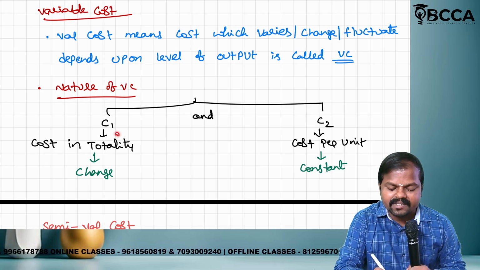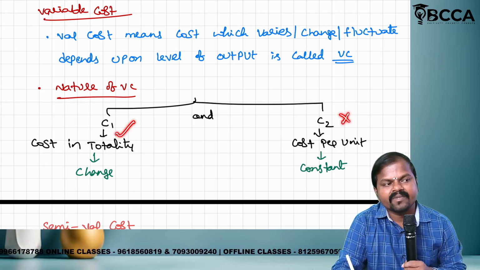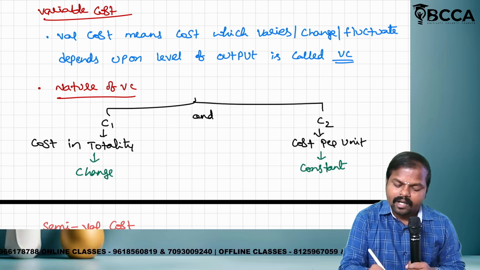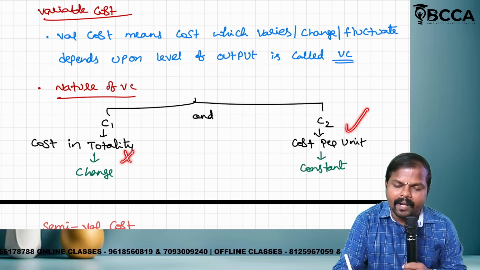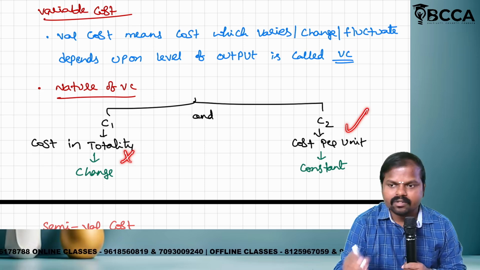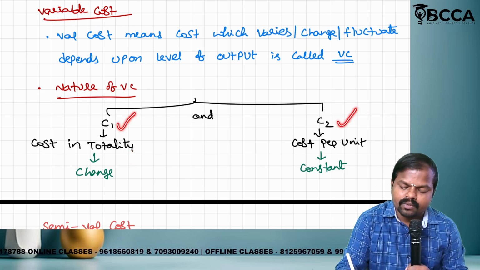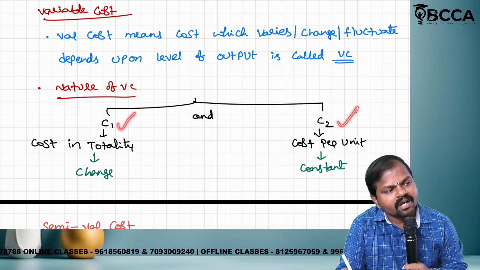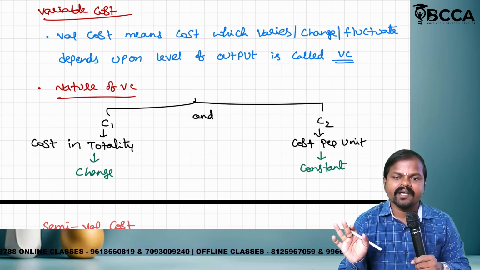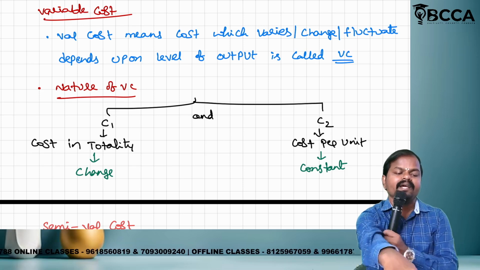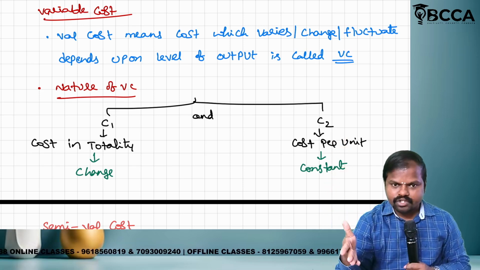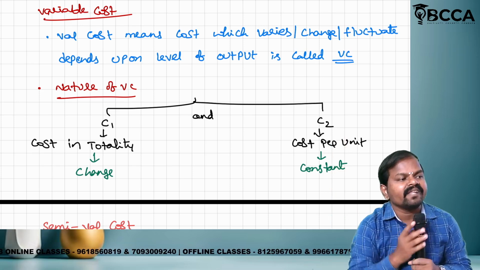If condition 1 is satisfied and 2 is not satisfied, is it variable cost? No. Condition 1 failed, condition 2 passed: is it variable cost? No. Condition 1 satisfied, 2 satisfied: is it variable cost? The answer is yes. Is it clear?